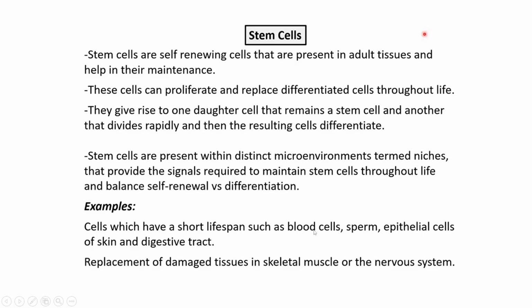Okay, the blood cells, for example, have a very short lifespan. They can continuously regenerate into newer cells. So, in that condition, you need a stem cell which can replace the older blood cells. From the stem cell, newer blood cells will be formed, and those can again circulate in the circulatory system. In that condition, stem cells are required. And also in the replacement of damaged tissues, such as the nervous system or the skeletal muscle, these stem cells are required. Okay.